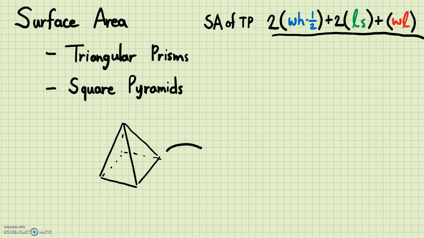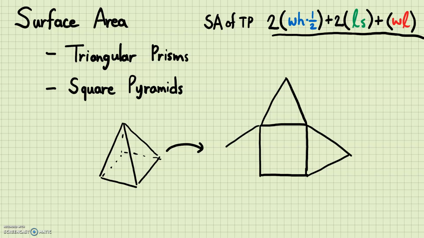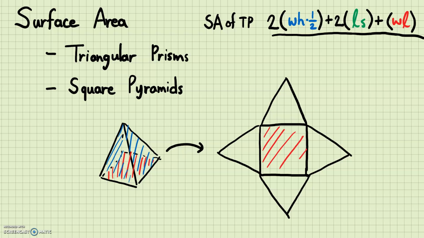And again, to find the surface area, let's open this up. We have a square as the base, and then we have triangles attached to each side, like this. And these triangles are all congruent. So we have the red base down here, and we have the blue triangles on all 4 sides. Okay, so we have the red base and the blue triangles.